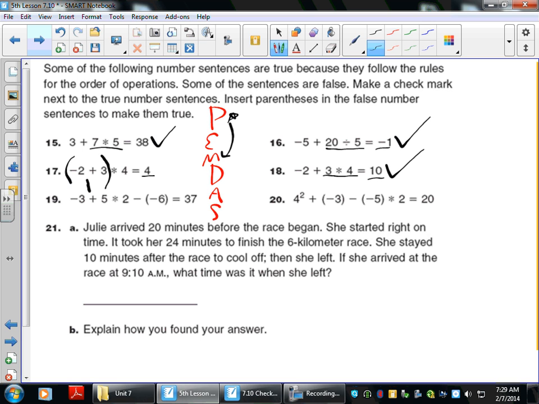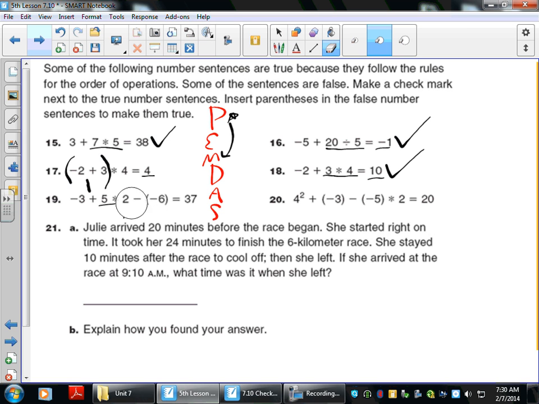Last one we have negative 3 plus 5 times 2 minus negative 6. Well, I'm looking at this problem, I multiply first. So I have 5 times 2, 10. Now I can go in order. Negative 3 plus 10 is positive 7. 7 minus negative 6. I leave the 7, turn this into addition, change this -6. That's 7 plus 6. That would give me an answer of 13. So this one is obviously not correct.